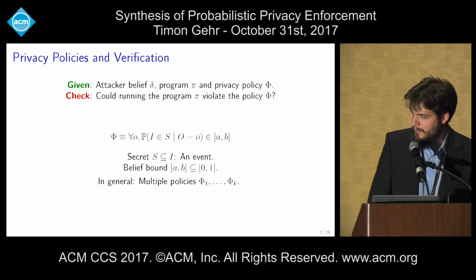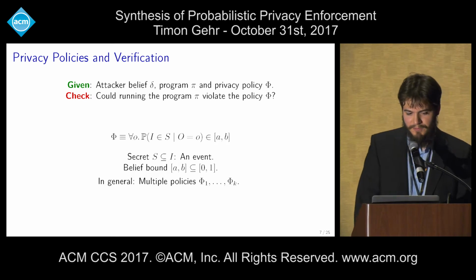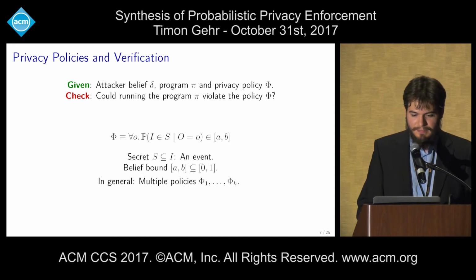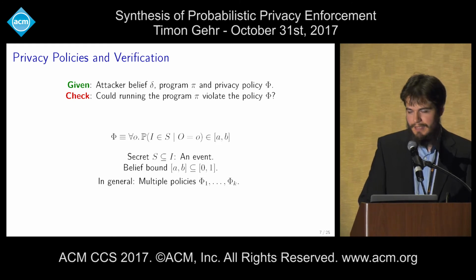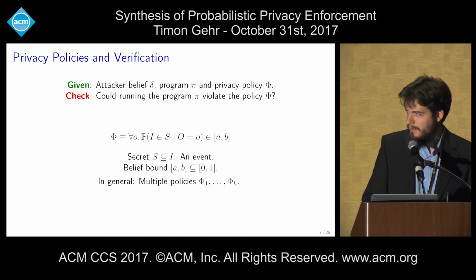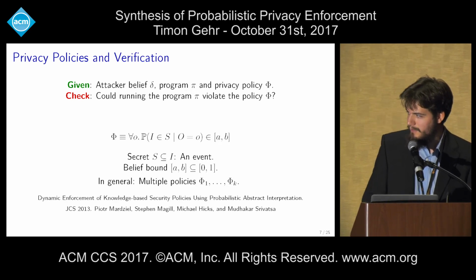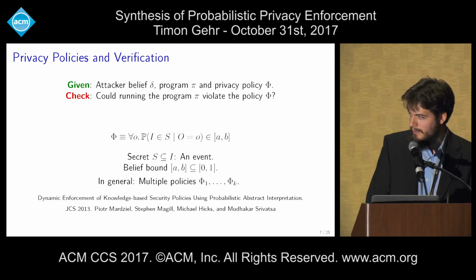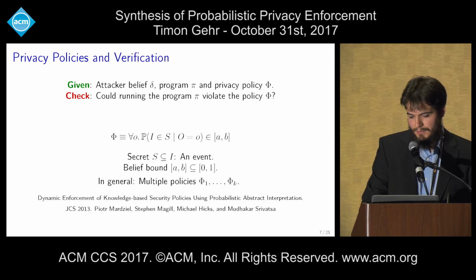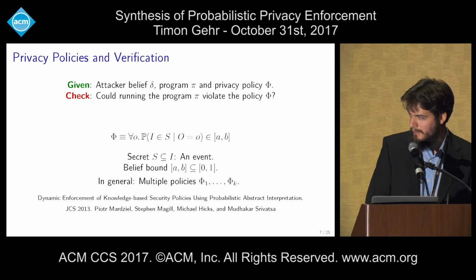Now, we are going to restrict how much information Eve can obtain. There's this privacy policy: we will be given an attacker belief delta, a program pi, and this privacy policy phi. And this is just a statement that says, for any possible output that the program could produce, we want to restrict the posterior probability of a certain secret. And the secret is just some event. In general, there will be multiple policies like that. This kind of privacy policy was actually introduced in 2013 by a paper by today's session chair, Michael Hicks.